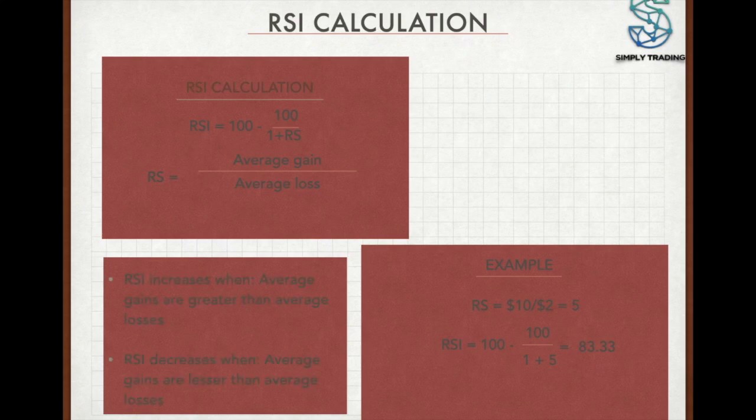To simplify it just a little bit, RSI increases when average gains are greater than average losses. RSI decreases when average gains are lesser than average losses. Now that you have a better understanding of how RSI is calculated, we can start moving into how it is applied in trading.